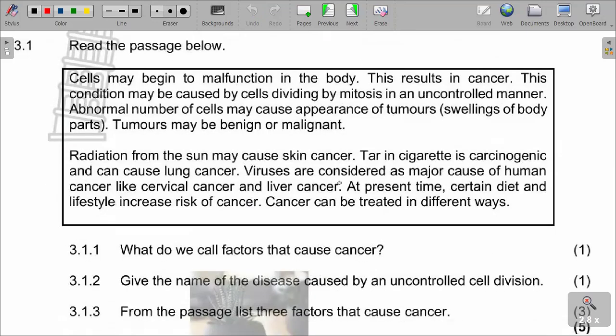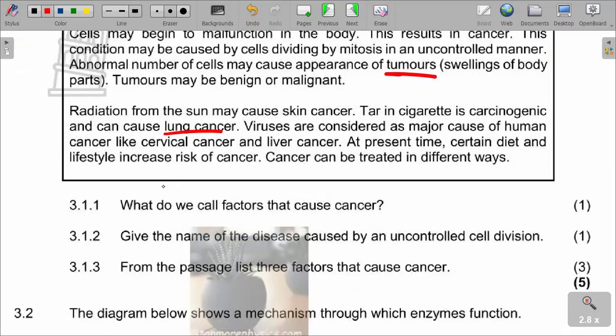So the passage: cells may begin to malfunction in the body. This results in cancer. The condition may be caused by cells dividing by mitosis in an uncontrolled manner. An abnormal number of cells may cause the appearance of a tumor. Tumors may be malignant. Radiation from the sun may cause skin cancer. Tar in cigarettes is carcinogenic and can cause lung cancer. Viruses are considered a major cause of human cancer, like cervical cancer and liver cancer. At present, certain diet and lifestyle increase the risk of cancer. Cancer can be treated in different ways.